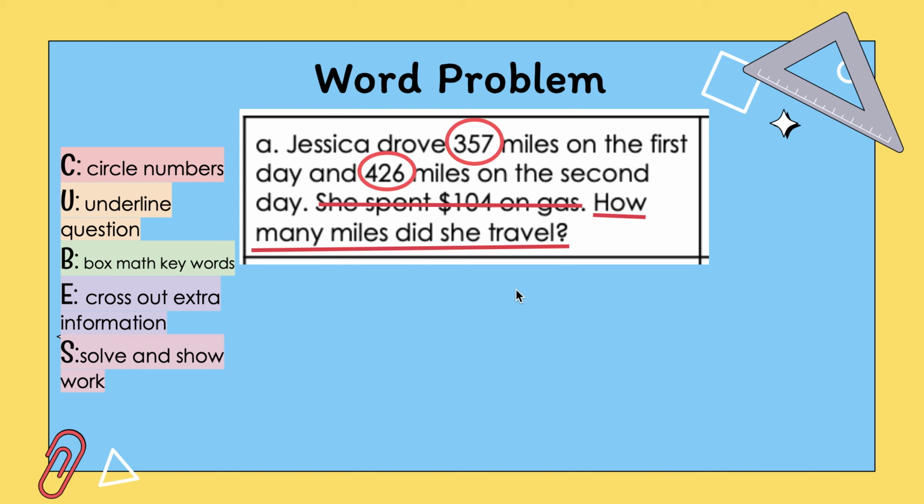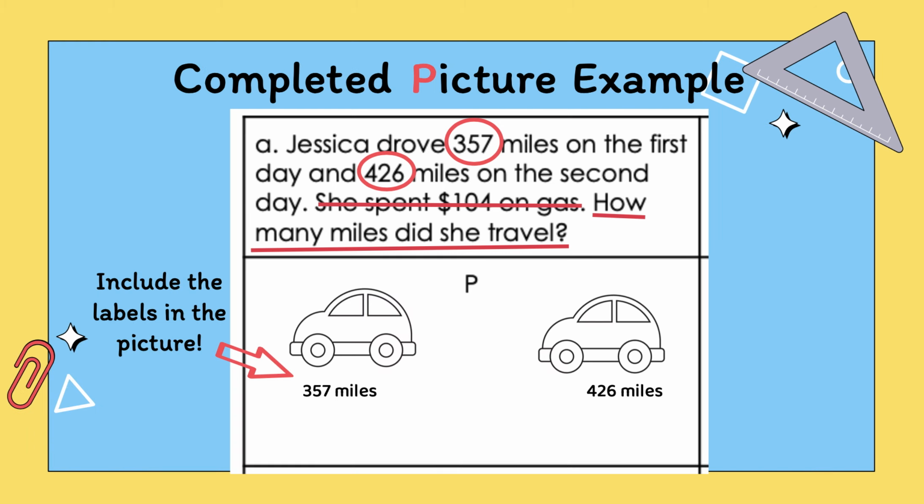Here is the example of cubes on a word problem. So this is what it would look like when your child has used the cubes on a word problem. In this picture space, students draw a simple picture that represents the information provided and include labels. Here I've used a small sketch of 2 cars and included the labels from both of the trips. So we've written 357 miles and 426 miles. We're always including labels when we're doing our sketches in a word problem.